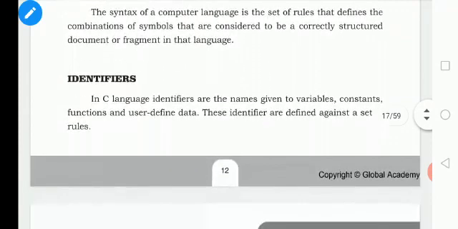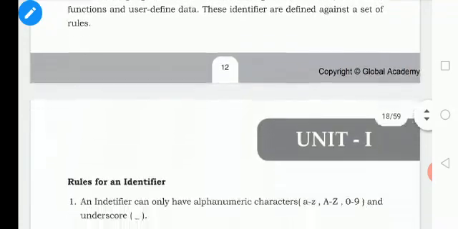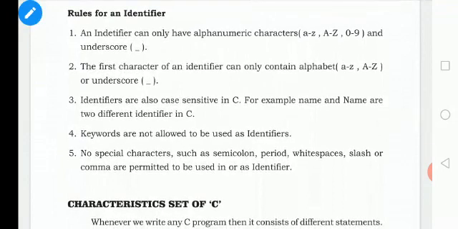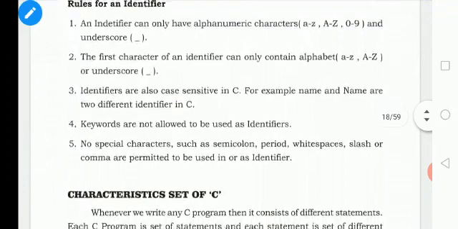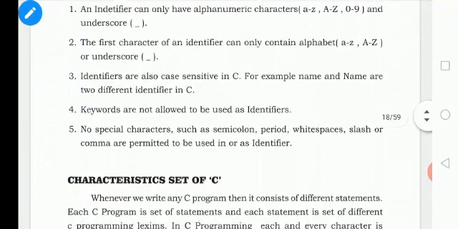Identifiers. What are identifiers? An identifier is a name given to a variable, constant, function, or user defined data. So some name should be given to all the tokens we use in a C program. There is a set of rules for naming an identifier. Note it down. An identifier can only have alphanumeric characters, that is alphabets and numbers, and the underscore is the only special character used. You should differentiate between the hyphen and the underscore. The first character of the identifier can only be an alphabet or an underscore. It should not start with a numerical digit.